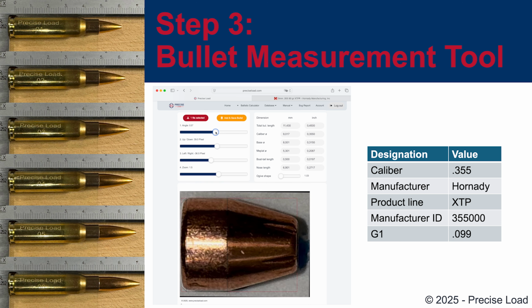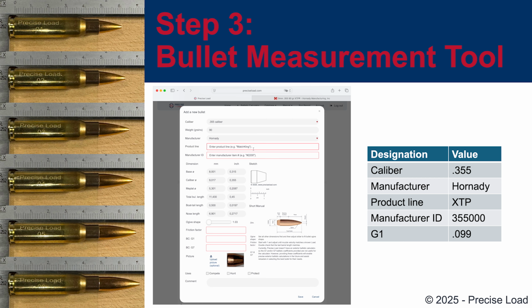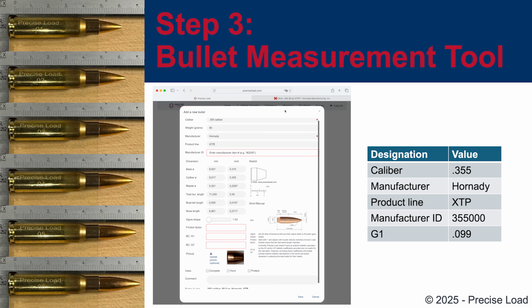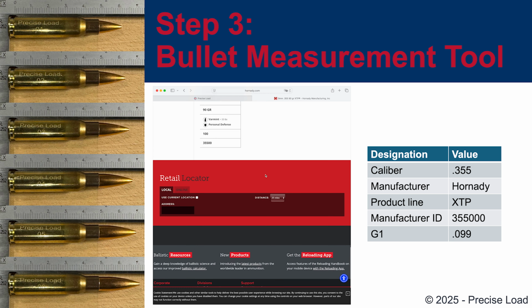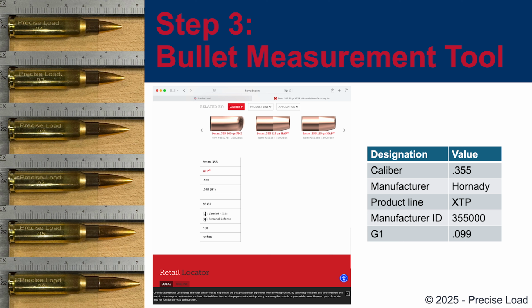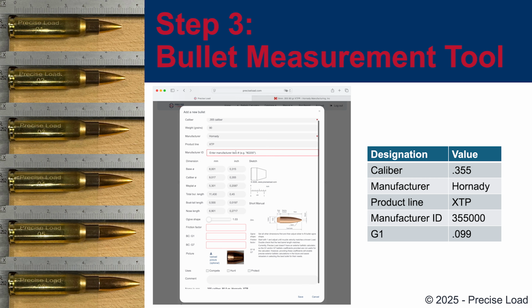Once everything looks good, click Add and Save Bullet. Then you can store the bullet profile. Now just enter the remaining details, like the manufacturer, product ID, and BC. You can usually find these online. Set the friction factor to the default value of 1. That works well for most bullets. Only adjust if you're working with bullets that have unusually high or low friction. Finally, click Save, and your bullet is now ready to use in simulations.